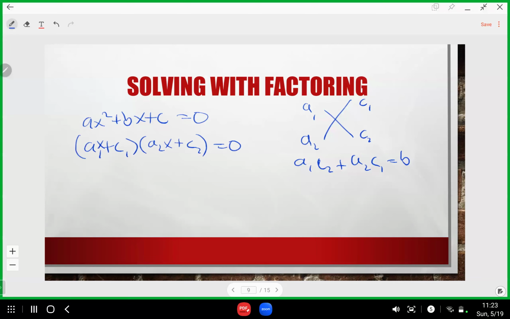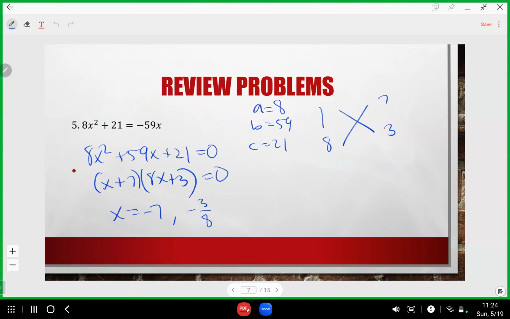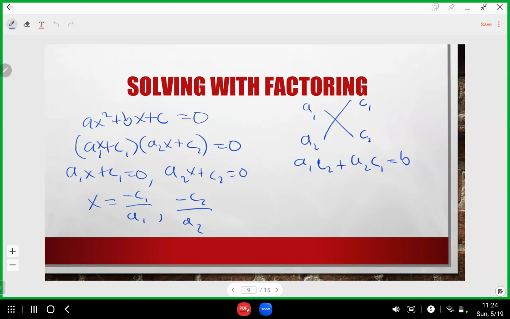So from this, zero product property says that A1x plus C1 is equal to 0, and A2x plus C2 is equal to 0. So you're going to have two answers here. x is equal to negative C1 over A1, okay? And the second answer is going to be negative C2 over A2. So clearly in this problem, it is negative C2 over A2, right? It works like that. Okay, so that is just the general form of solving with factoring.